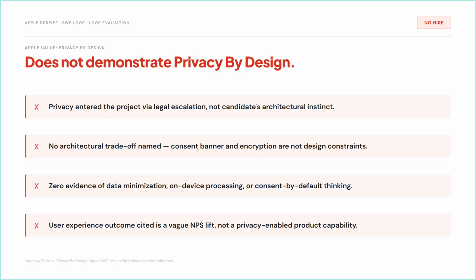Item 3. Zero evidence of data minimization, on-device processing, or consent by default thinking. Item 4. User experience outcome cited as a vague NPS lift, not a privacy-enabled product capability. Verdict: does not demonstrate privacy by design.